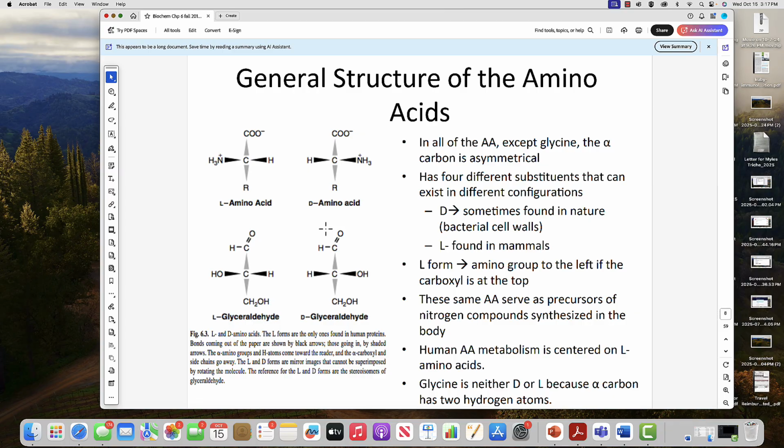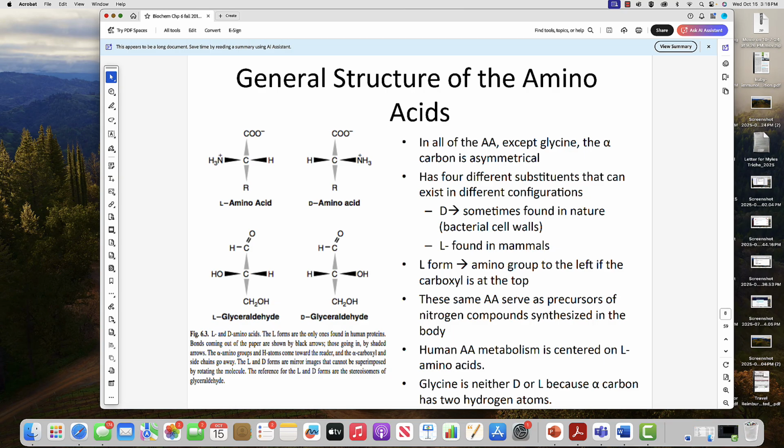Now you're seeing here on this slide these different amino acids and how they can exist in different forms. All of them are going to exist in the L form in humans. The D form exists in a different state, sometimes in bacterial cell walls and things like that, but the most common form in mammals is the L form.